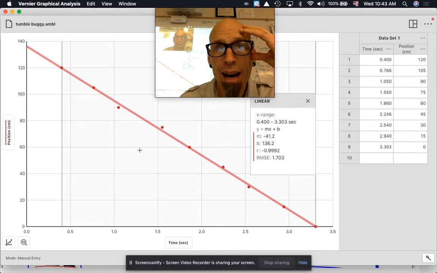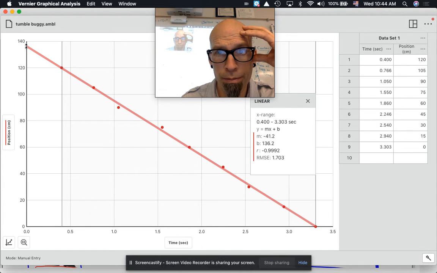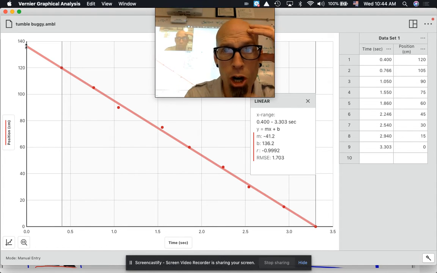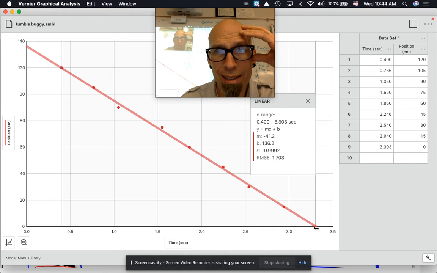Well, if you think about how you wrote your equations and how the y-intercept was the position when time is 0. When you look at the time at the bottom on the t-axis and you go all the way to the left, that's time 0. That's when the clock started. Where was my buggy when the clock started? 136.2 centimeters apparently. Where was my buggy later on? Well, later on it got to 0. Well, how do you go from 136 to 0?